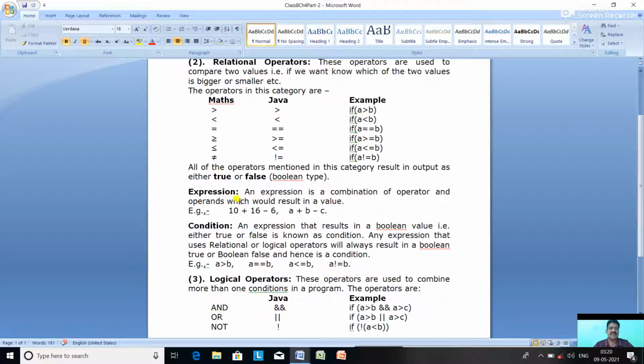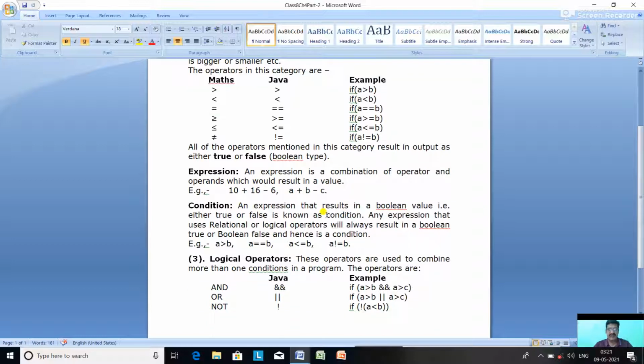Next is, what is an expression? An expression is a combination of operators and operands which would result in a value. For example, 10 plus 16 is 26, and 26 minus 6 is 20. It gives a value 20. The result of the expression 10 plus 16 minus 6 will be 20. The same way A plus B minus C. These are examples of expressions.